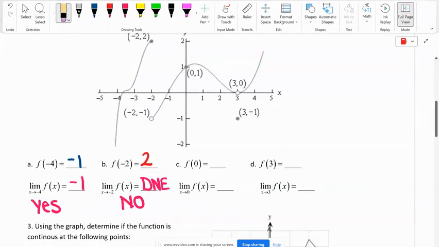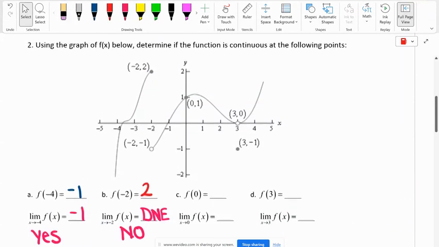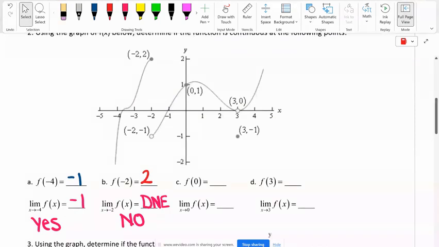All right, let's go on to the next one. F of 0. Will you tell me what's f of 0? 1. F of 0 is 1. Somebody who's not Erin, tell me what is the limit as x approaches 0? It's still 1. So can we say the graph is continuous at x equals 0? Yes, because we're defined at that point and we have a limit at that point.